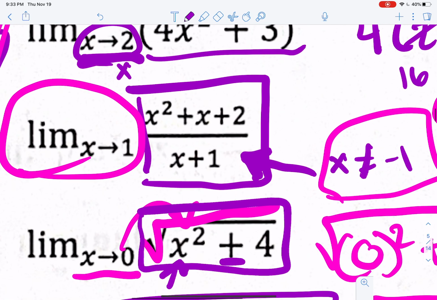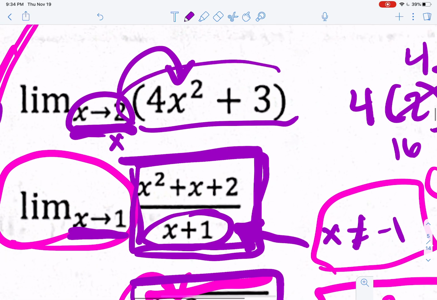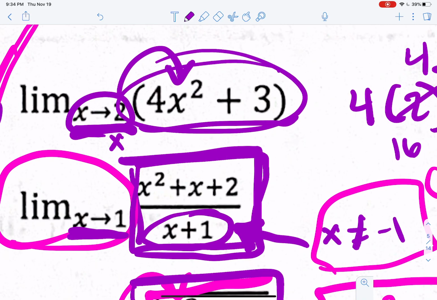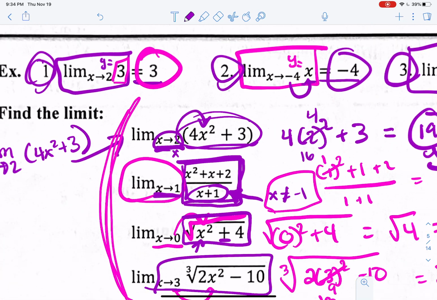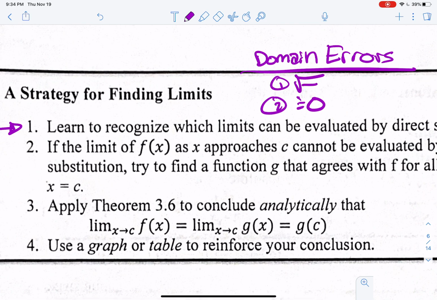This one, we do have to worry about something. We have to worry about dividing by 0 because if x was -1, we would have a 0. But the limit that we're plugging in is not even -1. It's a positive one, so we don't have any problems here. And then this really doesn't have any domain errors. We don't have a square root. We don't have a division. So I can just plug into that. So really just look at those domain errors. If it doesn't have one, you should be able to just plug right in and solve and be done.